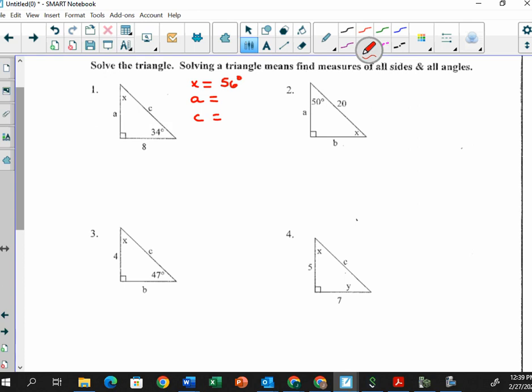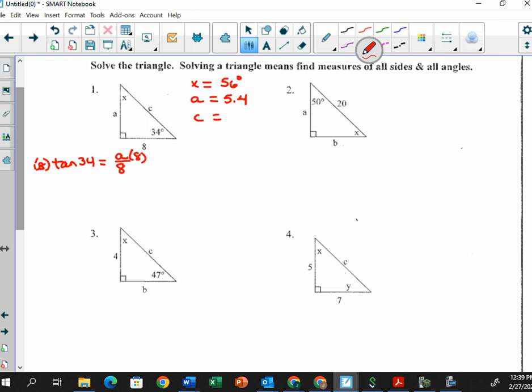From there, let's find a first. What do you think I should set up to find a? Tangent. Yeah, tangent of 34. What is that going to equal? A over 8. I don't know why that's hard to say, but it is. Okay. Solve for a. Multiply both sides by 8. Did we get 5.4? Yes. Okay.